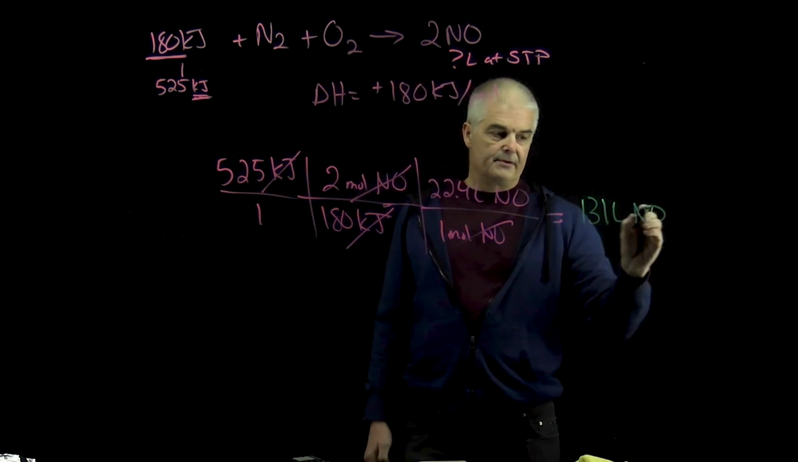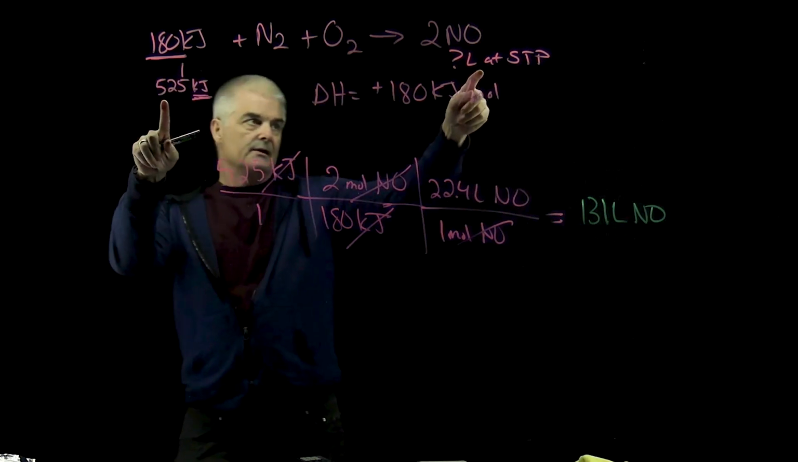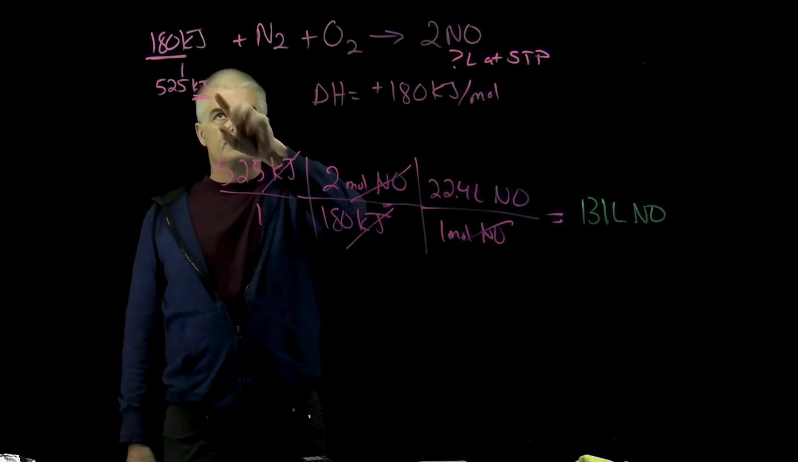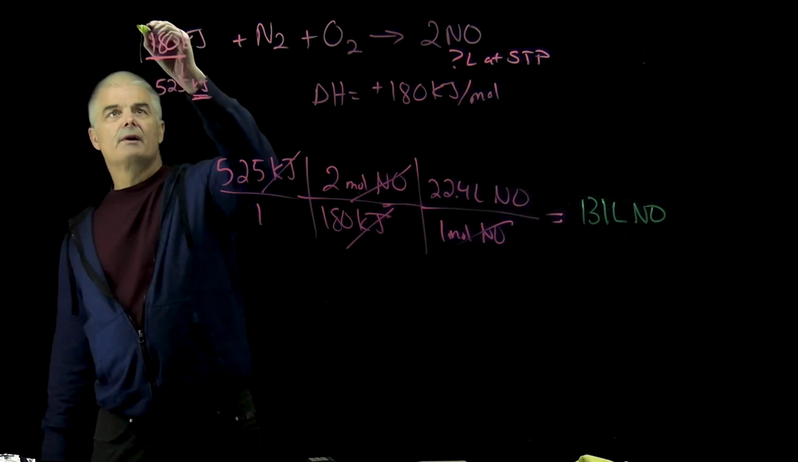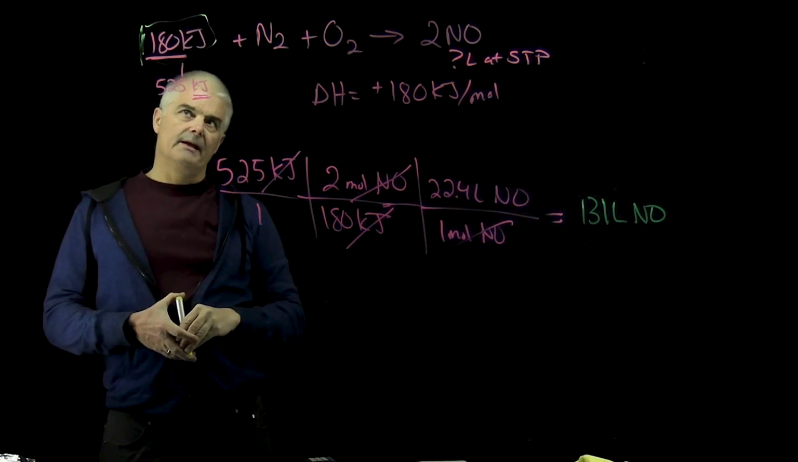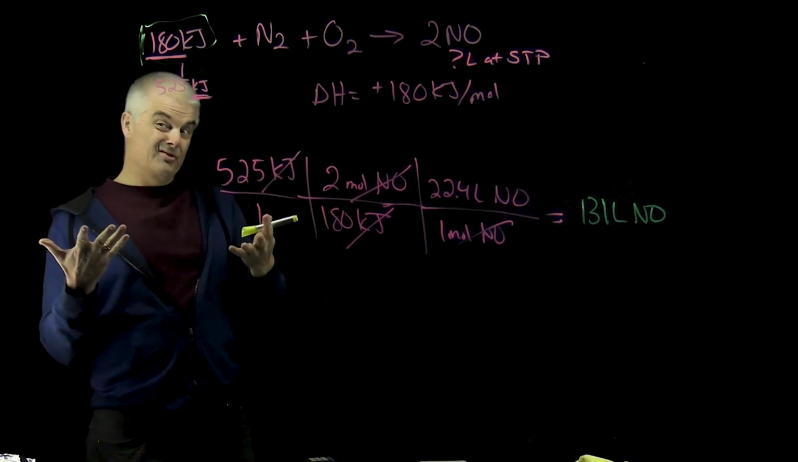liters of NO. So you can start with energy and go to liters or grams or whatever, or you could start with liters or grams and go to energy. Just think of this right here as like a coefficient, the 180, and the kilojoules like just another chemical. And that's how you do energy and stoichiometry.